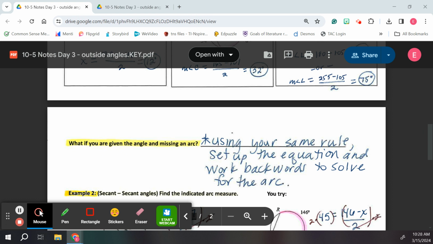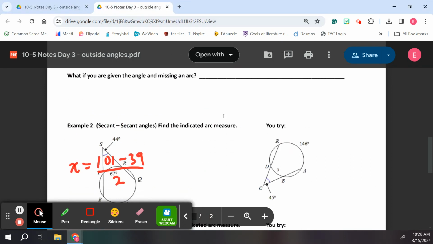All right, but he's still writing. Okay. Let's move on to the next page.